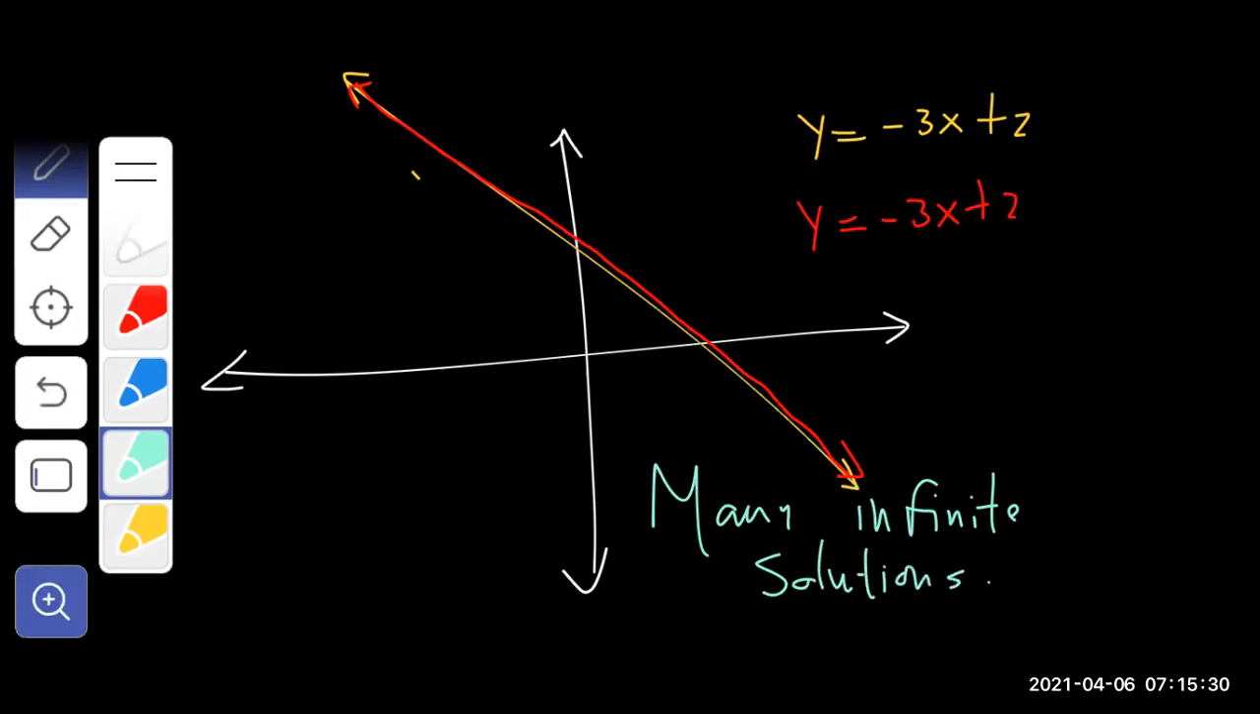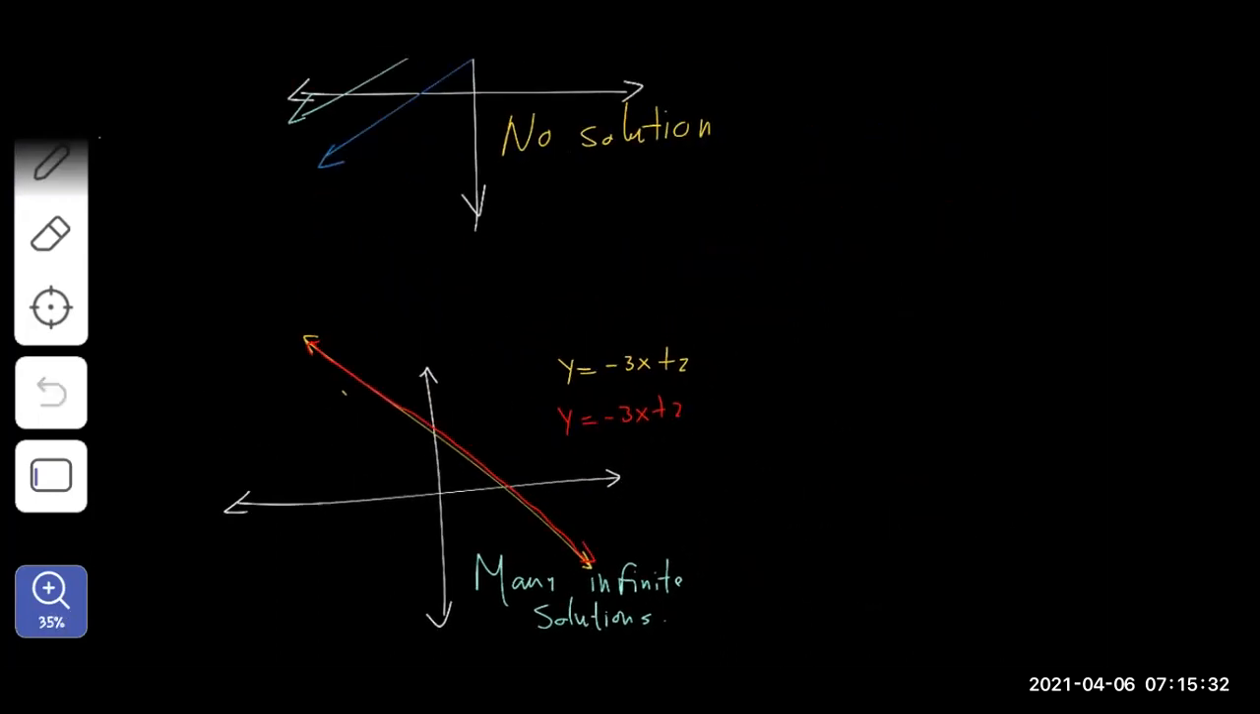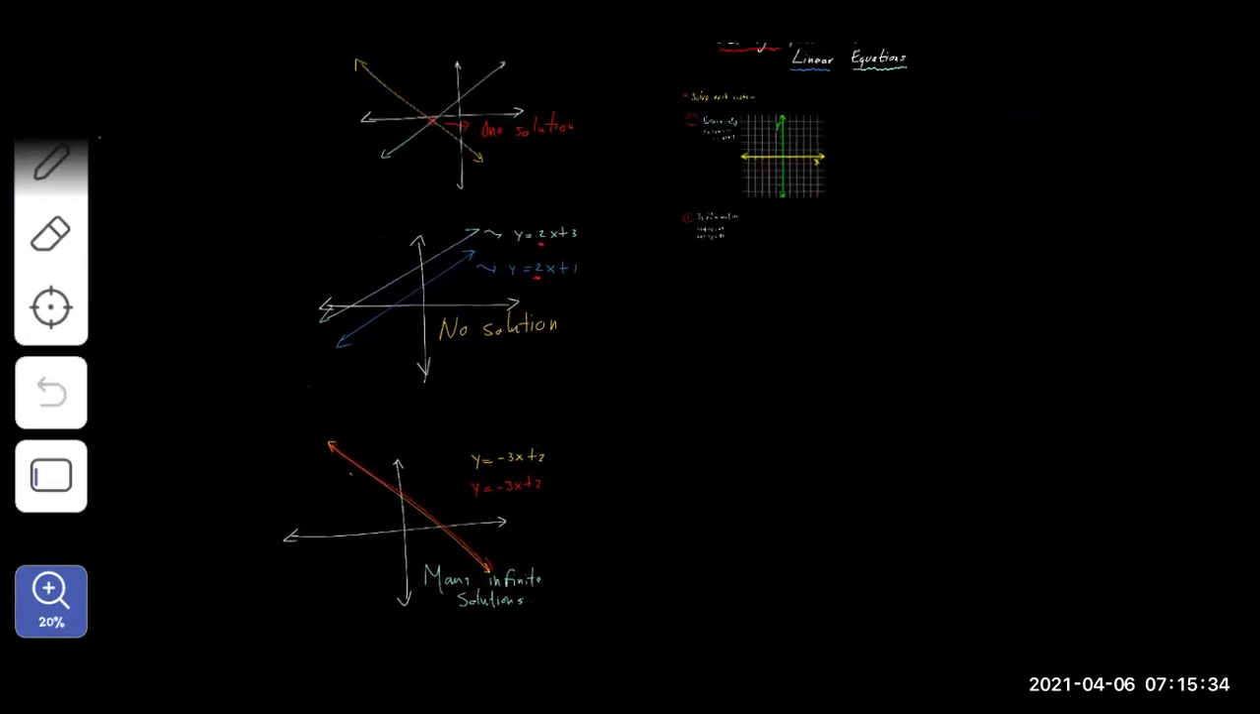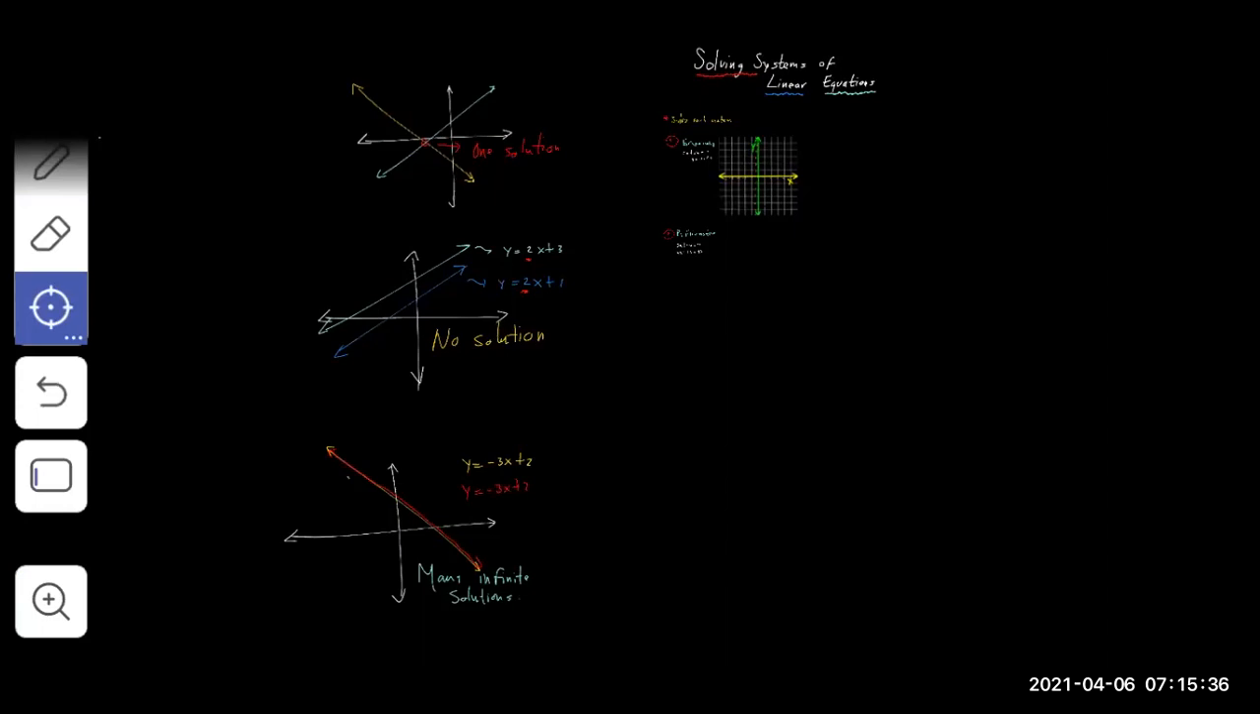And this is basically the idea that you have to handle. These are the three cases you may encounter when solving a system of linear equations graphically. One solution: they intersect at a specific point. When they have the same slope but different y-intercepts, they are parallel lines, so there is no solution because they never cross or touch each other. And when you have the same equation, infinite solutions.